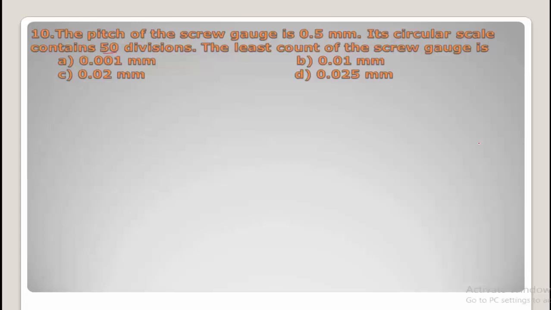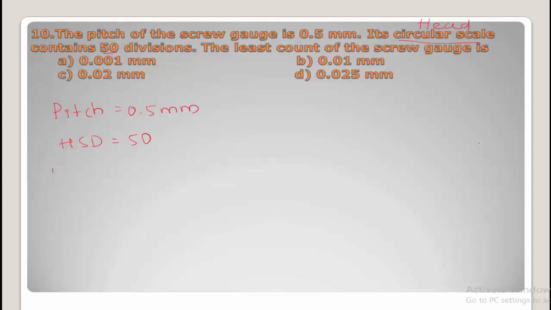Here circular scale is nothing but the head scale. The one which rotates is nothing but the head scale. Pitch of the screw gauge is 0.5 millimeter, and the total number of head scale divisions is 50. We have to find the least count.